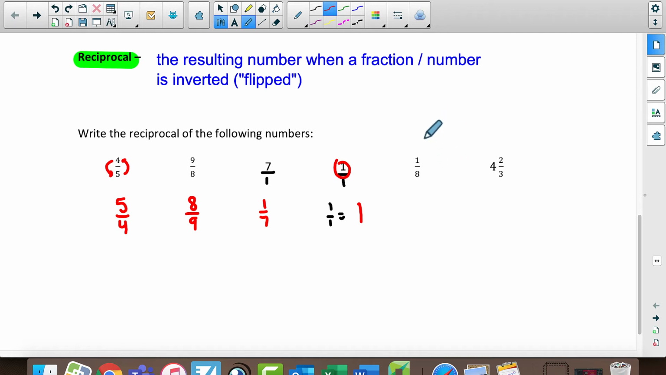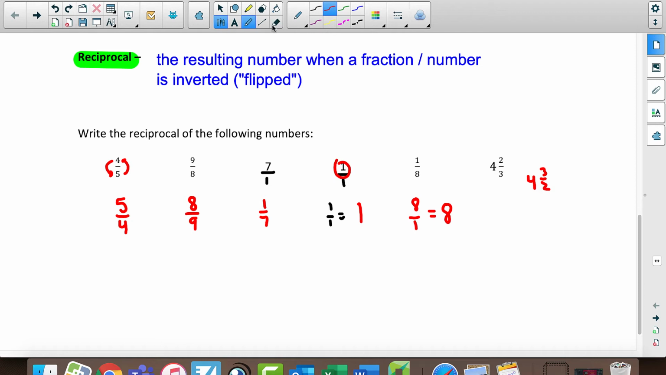All right, the reciprocal of 1/8. Well, the 8 comes to the top, the 1 goes to the bottom. But wait a minute, 8 over 1, why don't we just say 8? And the reciprocal of 4 and 2/3. Don't do this. Oh, I guess the reciprocal is 4 and 3 over 2.